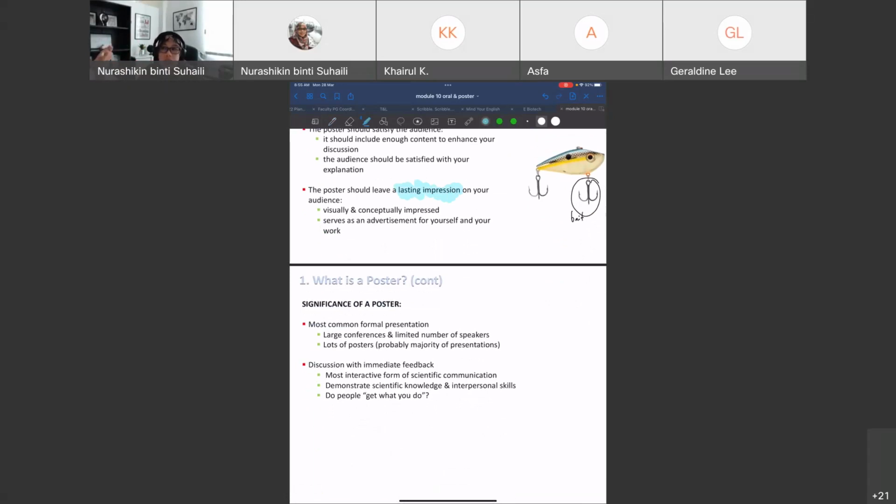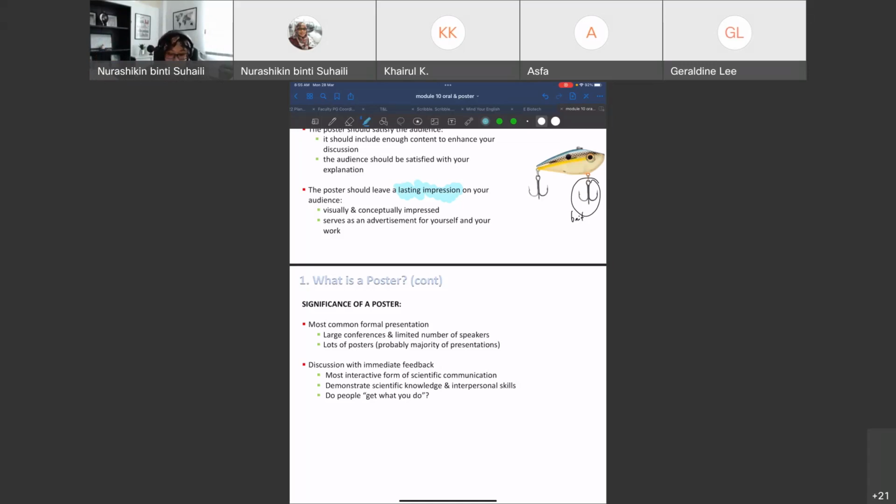You are working with a new strain, or produce a new product that has not been produced before. So that kind of thing. So how to do that? It must be from an effective poster.